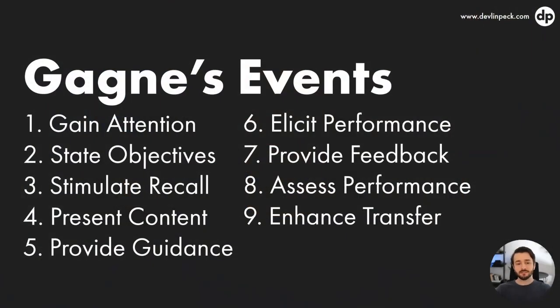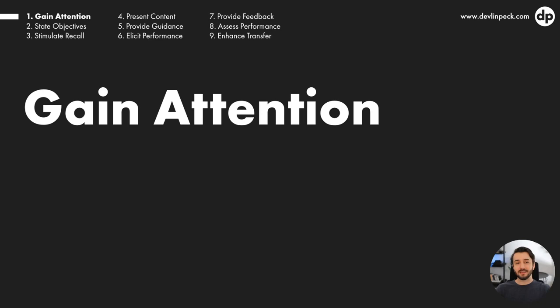Here are the 9 events, and we are going to cover each one of these in detail. So the first one up is gain attention. Now, I want to say all of these events don't have to necessarily be done in order, but most of the time you do want to start by gaining your audience's attention, and this can be done in quite a few ways. I think Gagne presents this as a change in stimulus, with a simple example of turning the lights on and off in a classroom to direct everyone's attention to the learning experience.